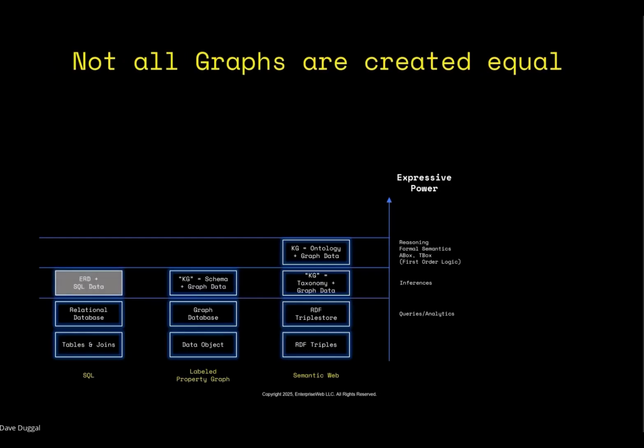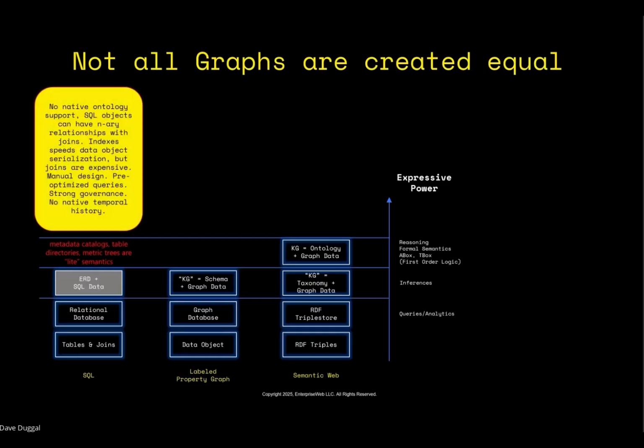Not all graphs are created equal. If you just do data and metadata catalogs, tables, directories, metric trees, they use the term semantics, but that is at best light semantics. There's no reasoning there, right? It's just mapping between common values.